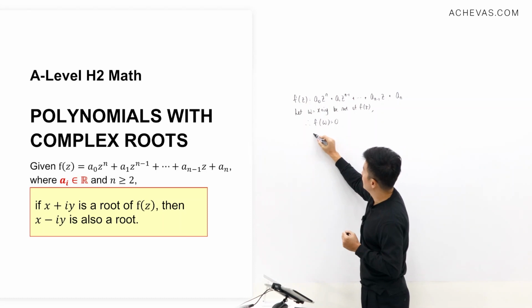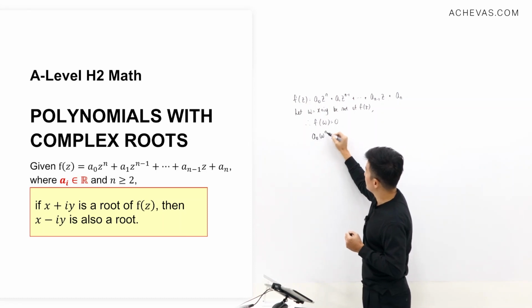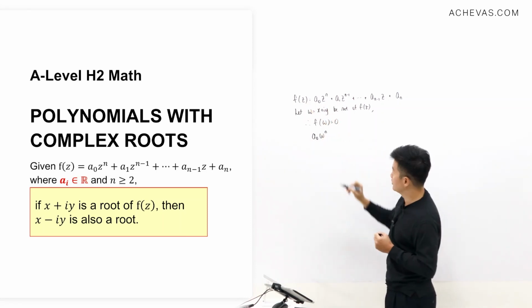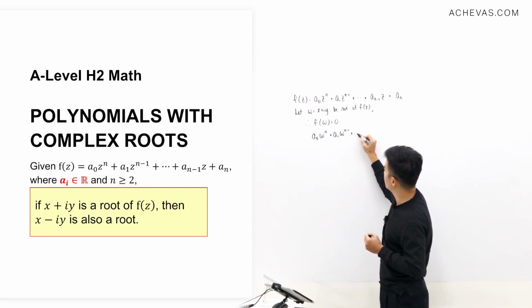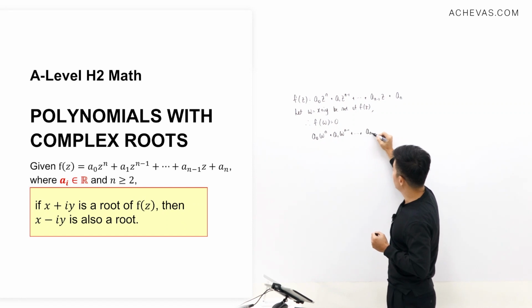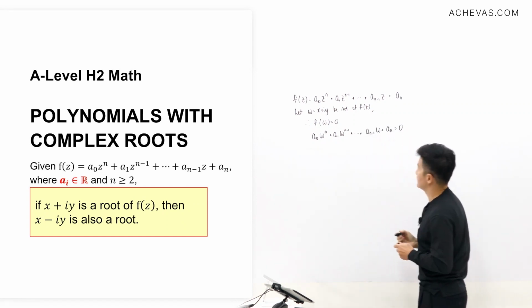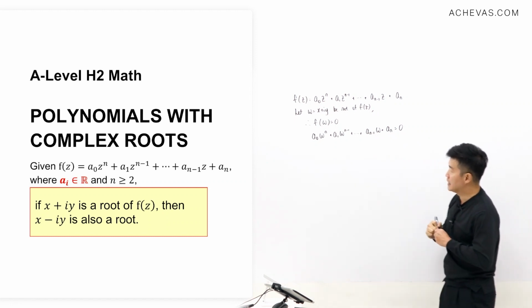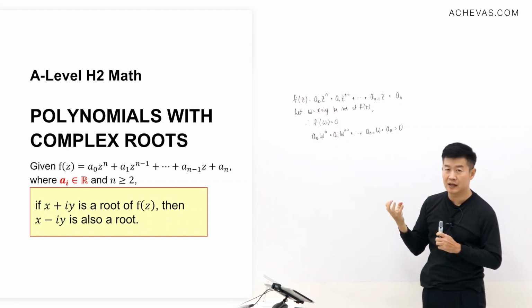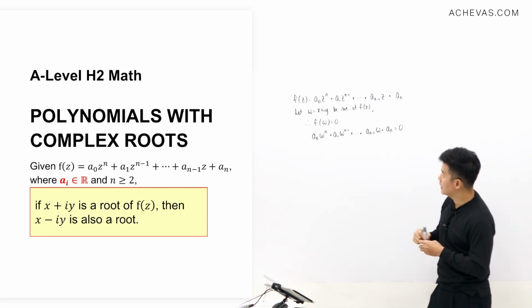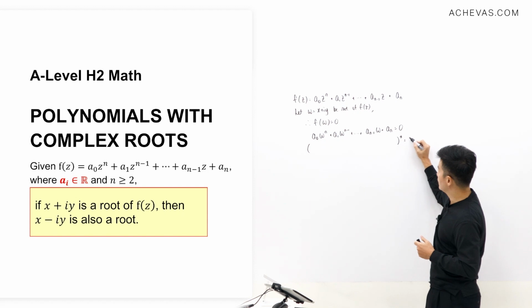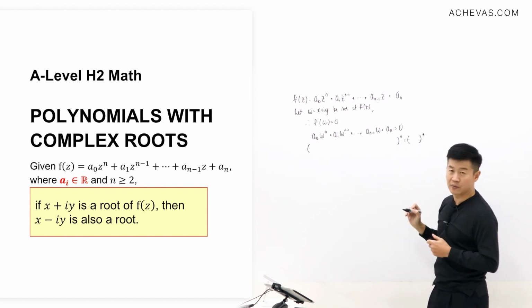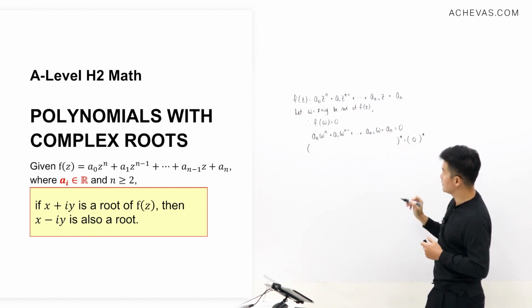Which also means that a0 w to the power n, replacing all the z's by w, then plus a1 w to the power n minus 1, all the way until a(n-1) w plus an, this is equal to 0. And the next thing that I want to try to do is to bring in w conjugate. And to do that, I'm going to take the entire left-hand side and I'll try to do a conjugate. And that is what I'm going to do to the right-hand side also. So on the right-hand side, it's going to be 0 conjugate.